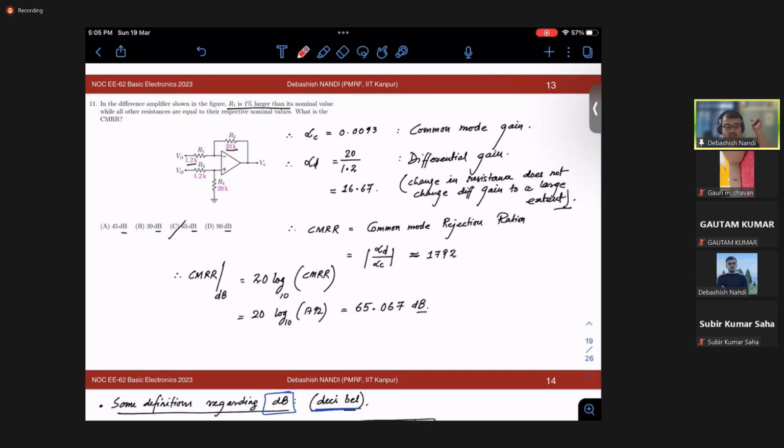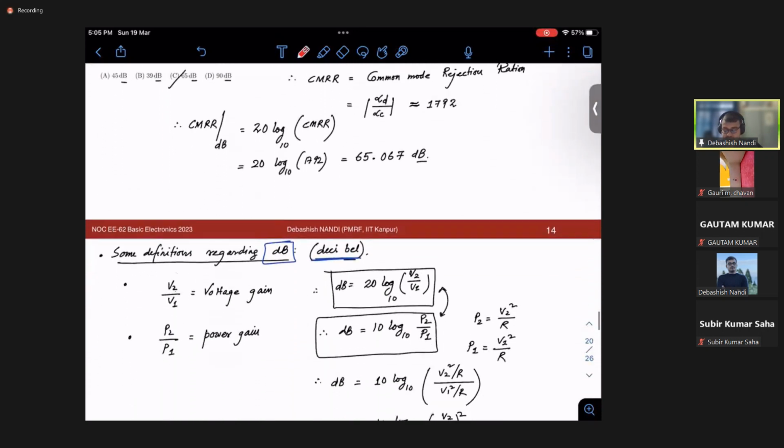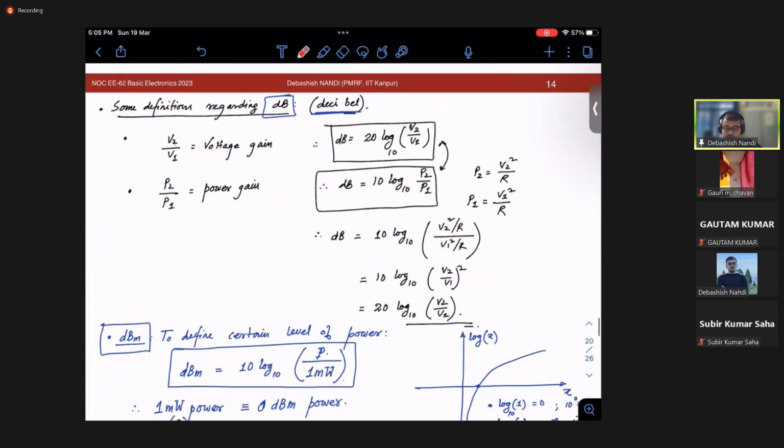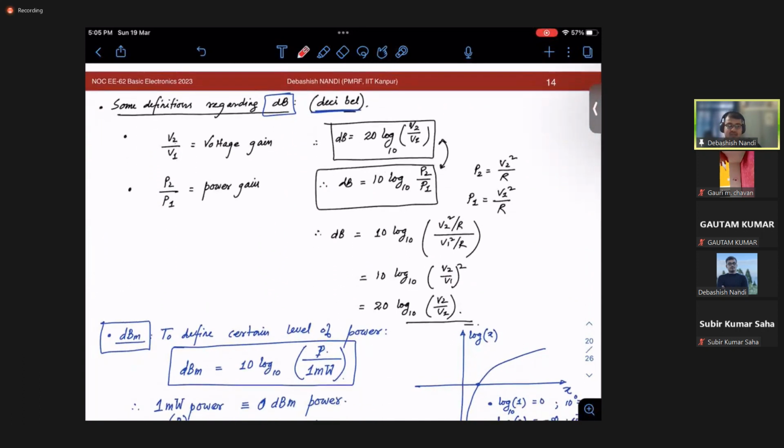Then I have told you about some definitions in dB. dB is nothing but a logarithmic scale, taken as log base 10, and it is a ratio: a ratio of voltages or voltage gain, or power ratio or power gain. For power gain, we will always take 10 log base 10 of the gain, and for voltage gain in dB, we will take 20 log 10 of the voltage gain, right?